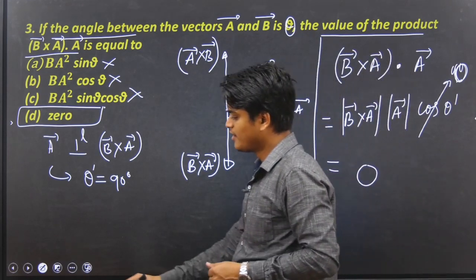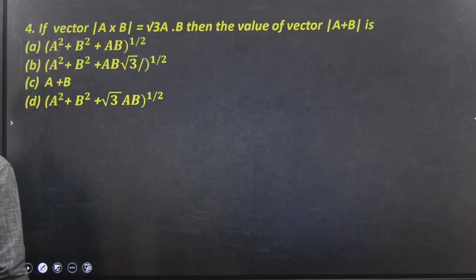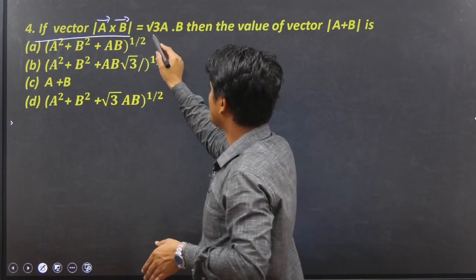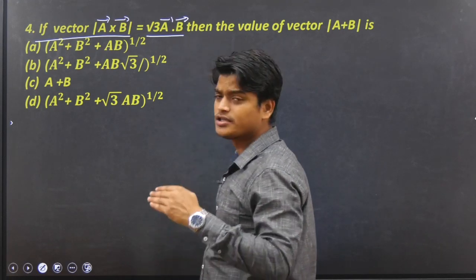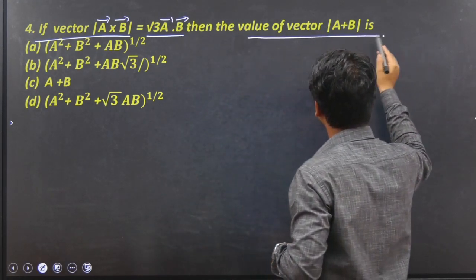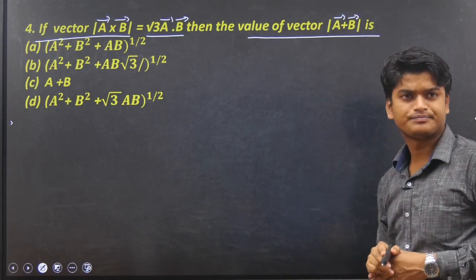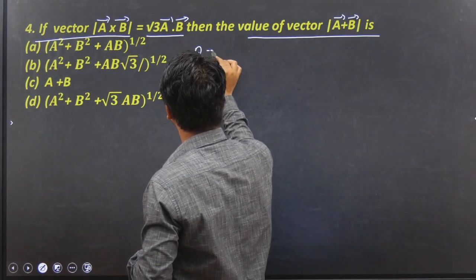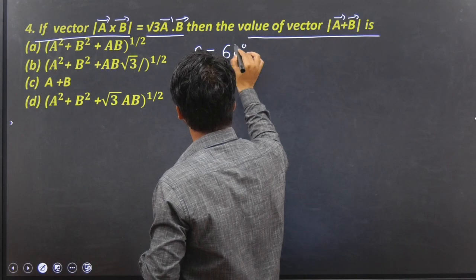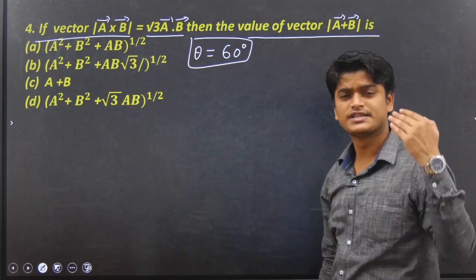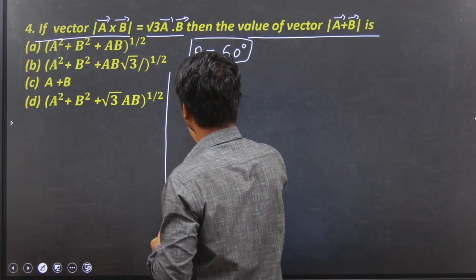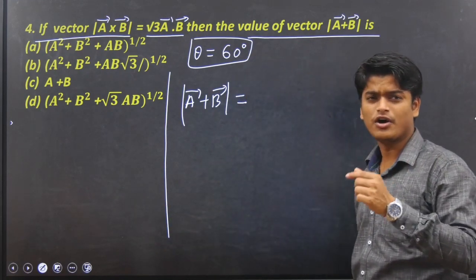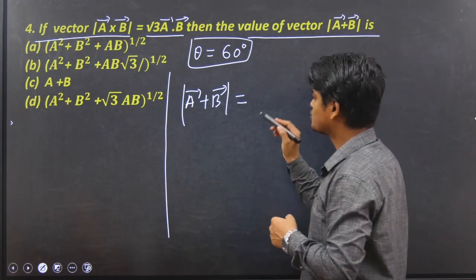Understanding? Okay. Now come to the next question. Here it is given that the magnitude of A cross B is equal to root 3 times A dot B, then what is the value of the magnitude of A vector plus B vector? Just now we solved this question: if this condition is there, then theta, the angle between A and B, is 60 degrees. And if I am to find the magnitude of A vector plus B vector, remember this is the magnitude of the addition of A vector and B vector.